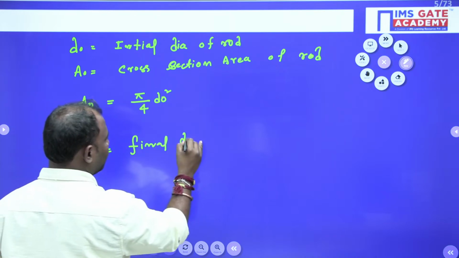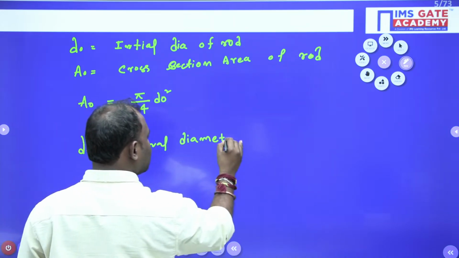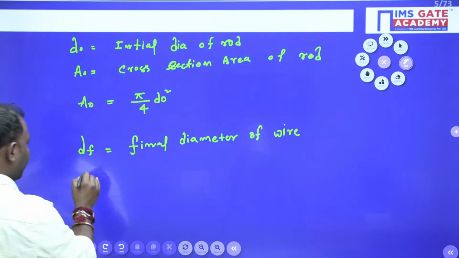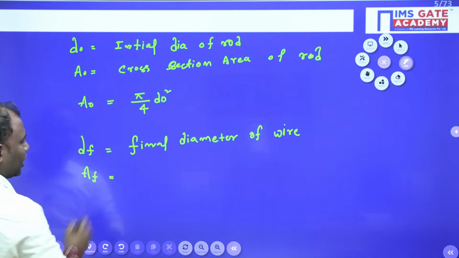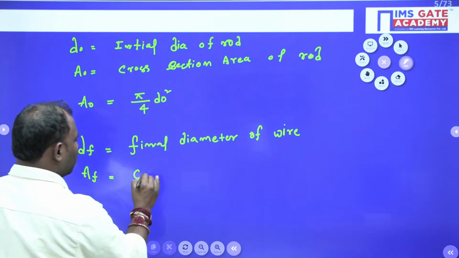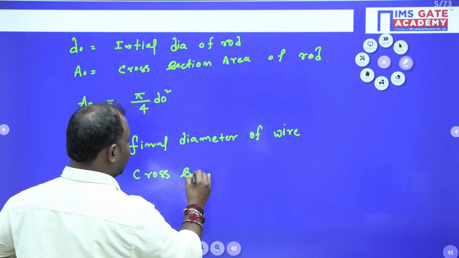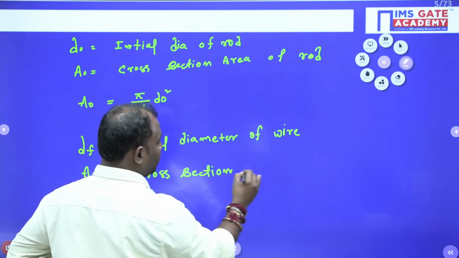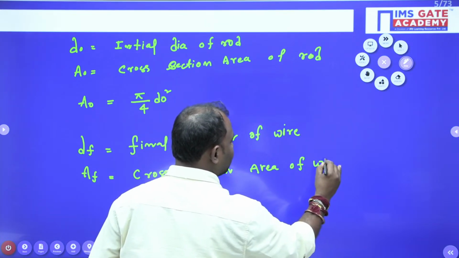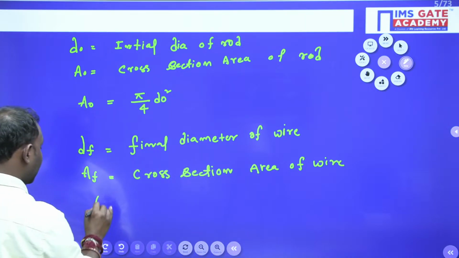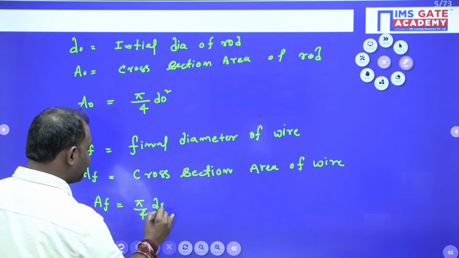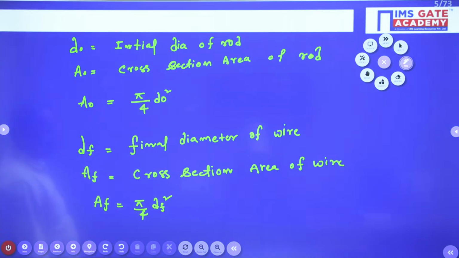Now how can we calculate AF, the cross section area of the wire? This also can be calculated. AF is equal to pi by 4 DF square. Obviously the area is in mm square, right, guys?